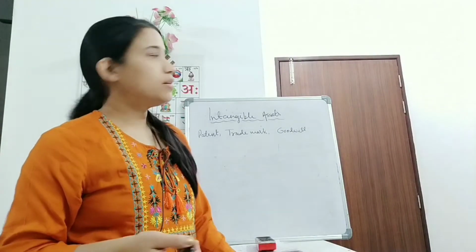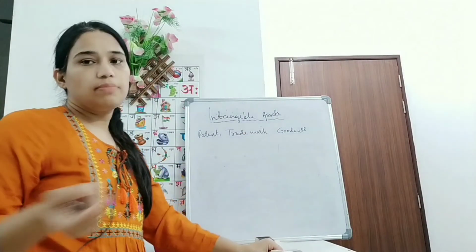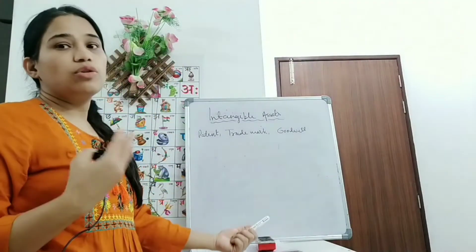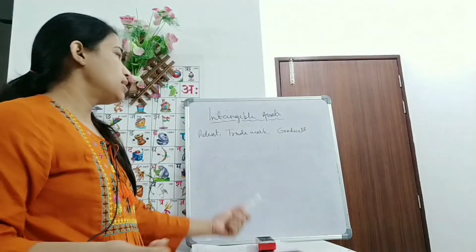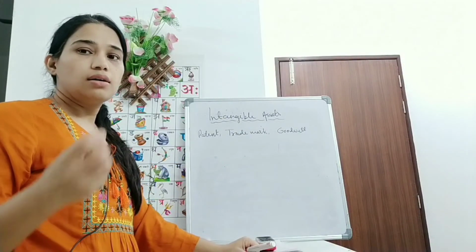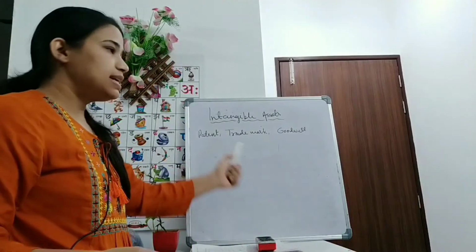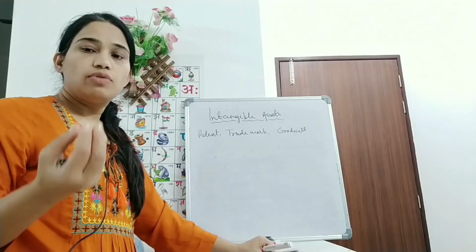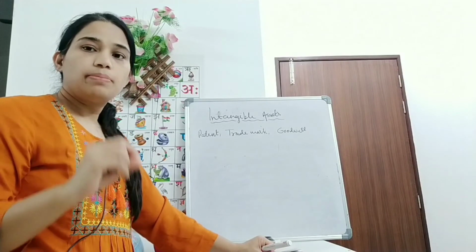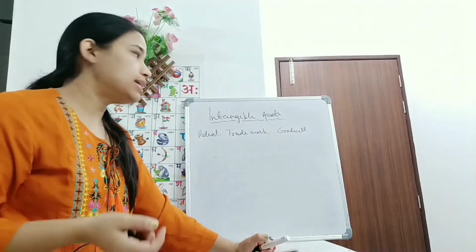So here you can see that the intangible assets are patent, trademark and goodwill, which we mainly use for branding purposes. Goodwill is the goodwill which we have earned in the market, and we value that goodwill. Trademark is our product's trademark, and patent is, you can say, the concept. We patent that particular concept so that nobody else can use that concept.